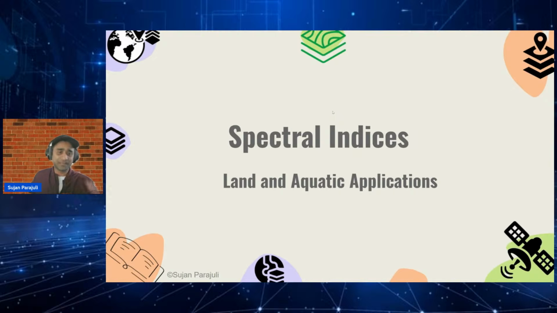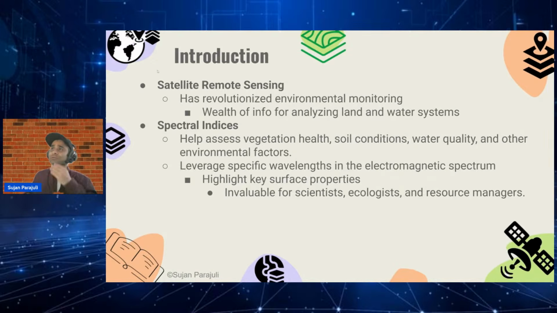And another one is the spectral indices, like I said, like the NDVI, NDWI, those kinds of things. Why is it important? When we are talking about satellite remote sensing, it will revolutionize environmental monitoring, because it has a lot of information for analyzing different land cover types and other use cases as well. And for that purpose, you use these spectral indices. So it's used for assessing healthy vegetation, soil condition, water quality, and so forth. And it's used by resource managers, scientists, and other people as well.